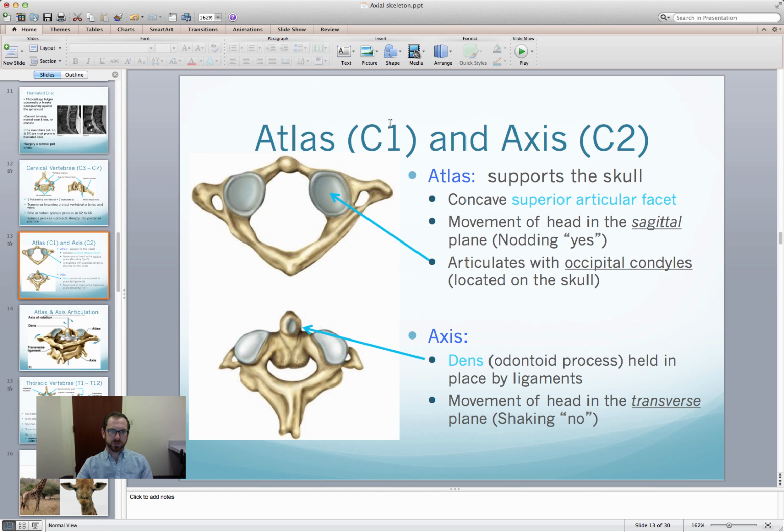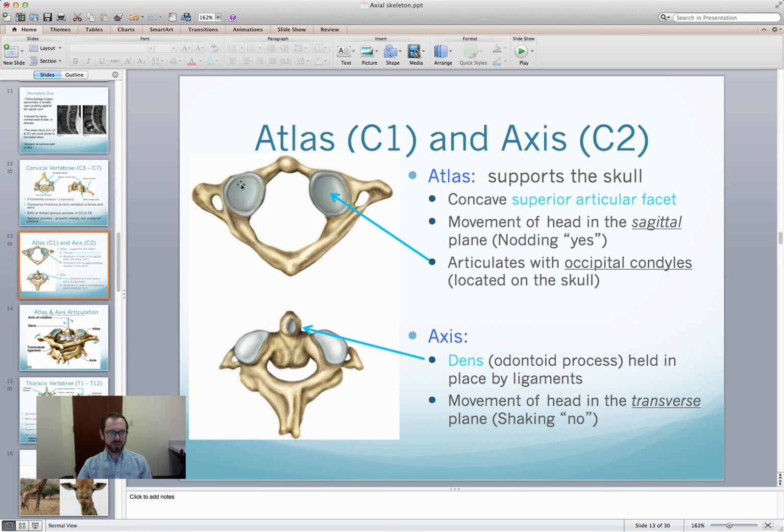Our first 2 cervical vertebrae, C1 and C2, are unique and a little different from the other cervical vertebrae, C3 through C7. And they have unique names. C1 we're going to call the atlas, and this bone supports the skull.